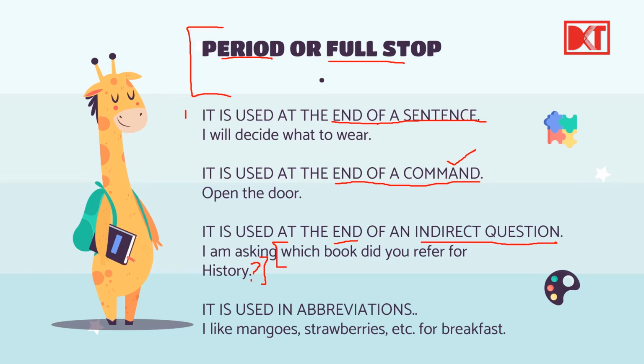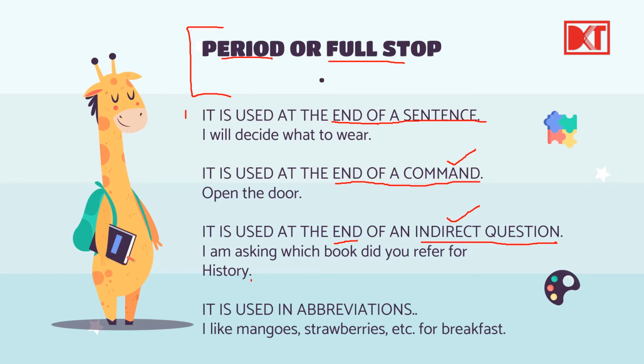But in case of an indirect question, this is not a direct question. It is an indirect question where you say, "I am asking which book did you refer for history." So this is an indirect question. Although it is a question, it does not really have a question mark because it is not a direct question. It is being asked in an indirect manner. So you use a full stop in this case.